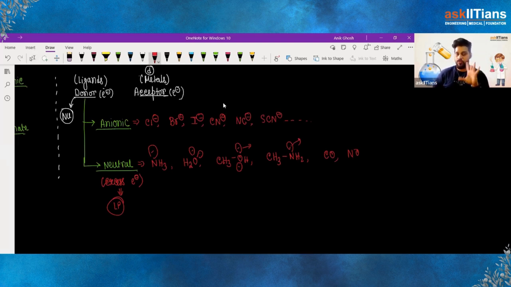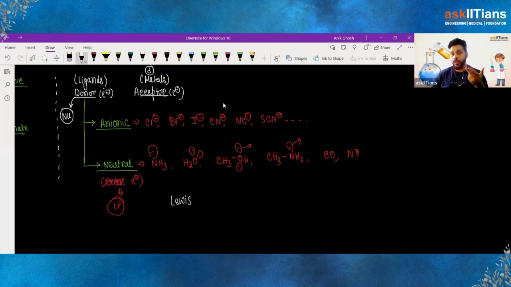So you have anionic, you have neutral. This is just the beginning. There are more actually. There are monodentate, bidentate, tridentate, hexadentate. We're going to talk about those; these are the names. Now let's talk about one more name. They have another name actually. Nucleophile, ligand, and they have another name. What is the other name, guys? They are all Lewis.